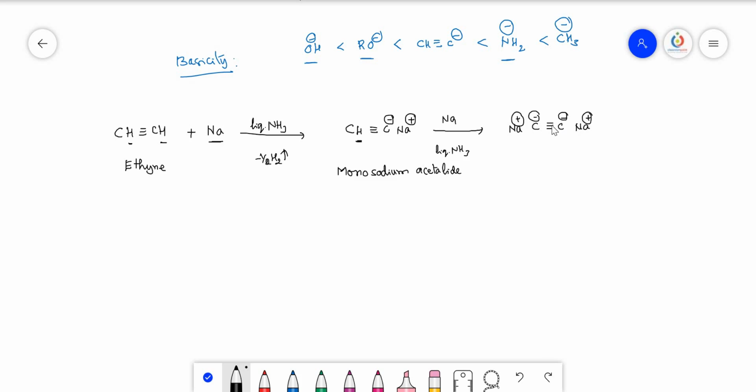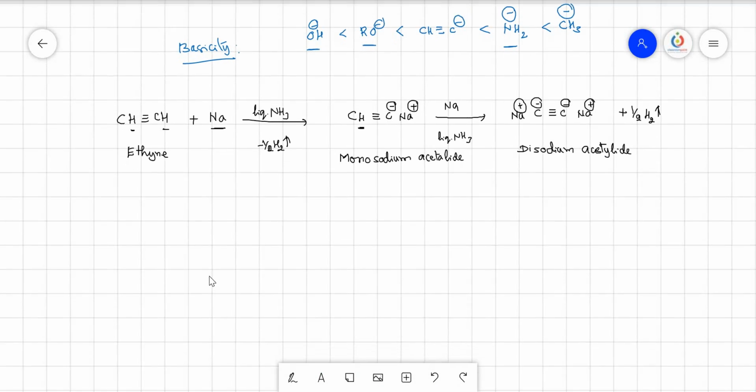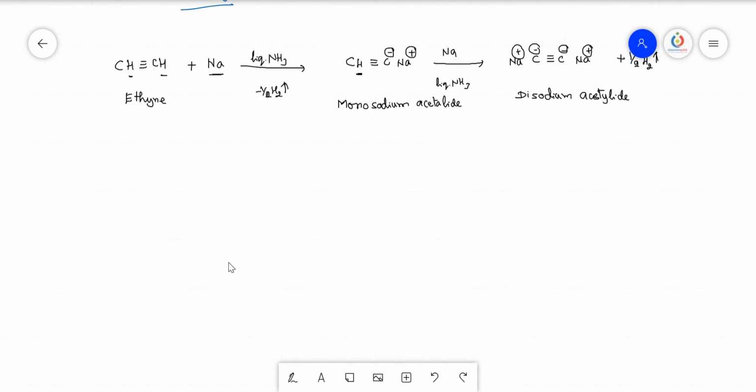The bond between the 2 carbon atoms is covalent, but the bond between the carbon and sodium is ionic in nature. So this is called the disodium acetylide, plus half hydrogen gas. Then what is the use of this particular reaction? By this reaction, it is very clear that we have proved that terminal alkynes are acidic in nature. Why? Because they react with the metal and liberate the hydrogen gas.